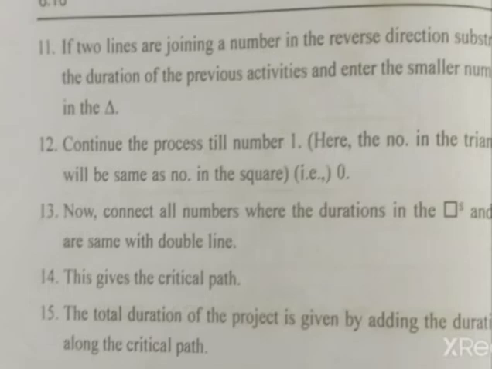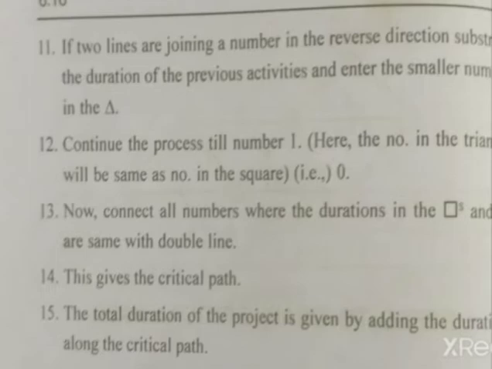Continue the process till number 1. That is how we come down to the first activity. At the first activity, the L value will be 0, which means your process is correct. Now connect all the numbers where the durations in the squares and triangles are the same with a double line. So where the E value and L value are the same, you have to just draw the second line.